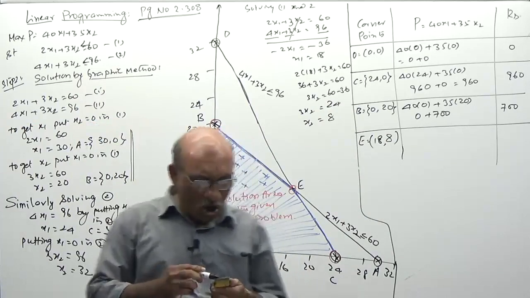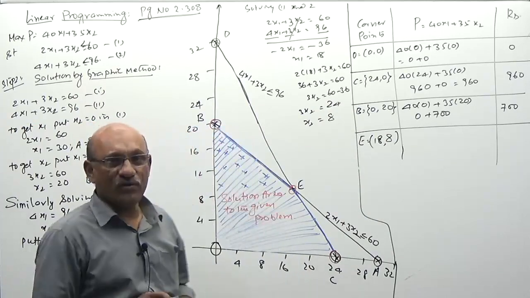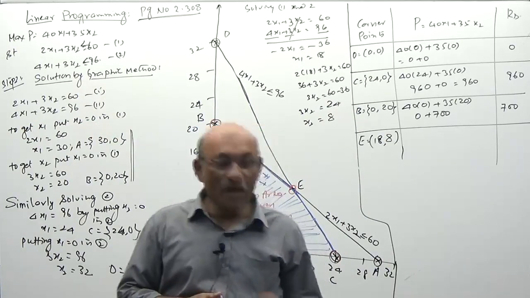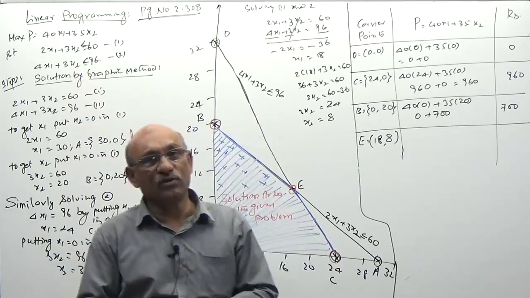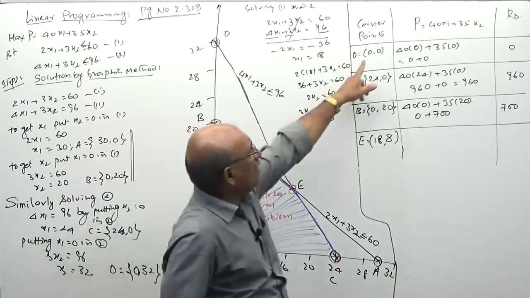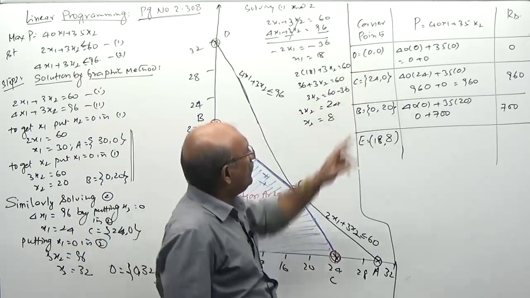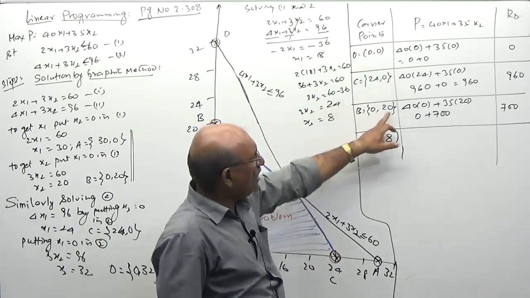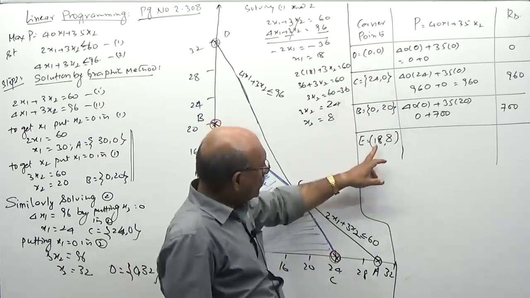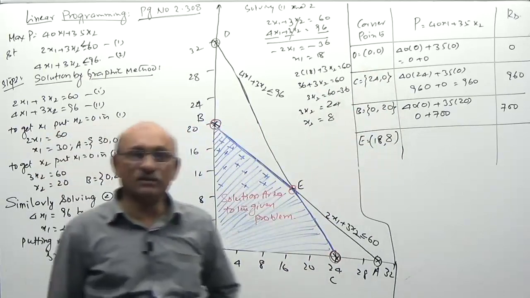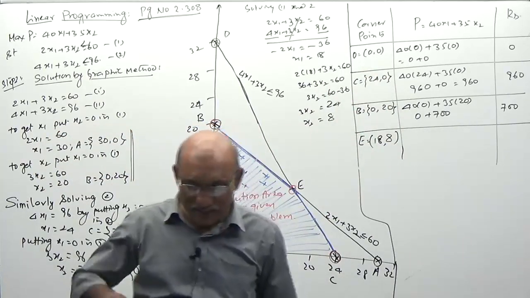So now, how many points we have? 4 points. These are the 4 alternative solutions available to the given problem. First solution is 0, 0. Second solution is 24, 0. Third solution is 0, 20. Fourth solution is 18, 8. These are the 4 solutions. Now we have to select the best one.